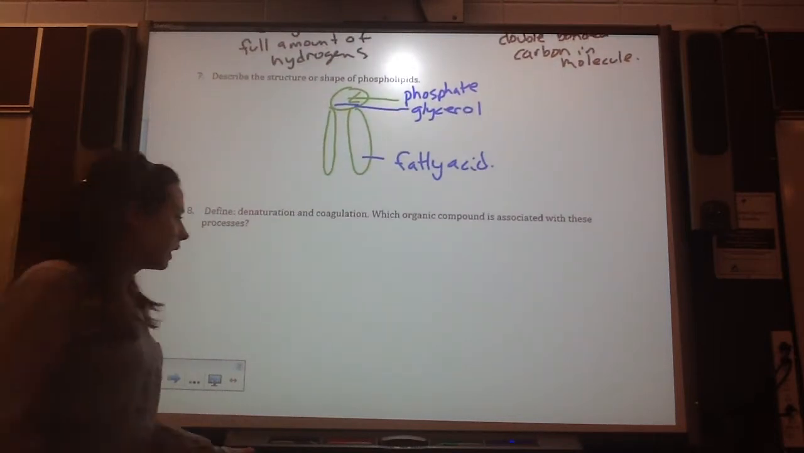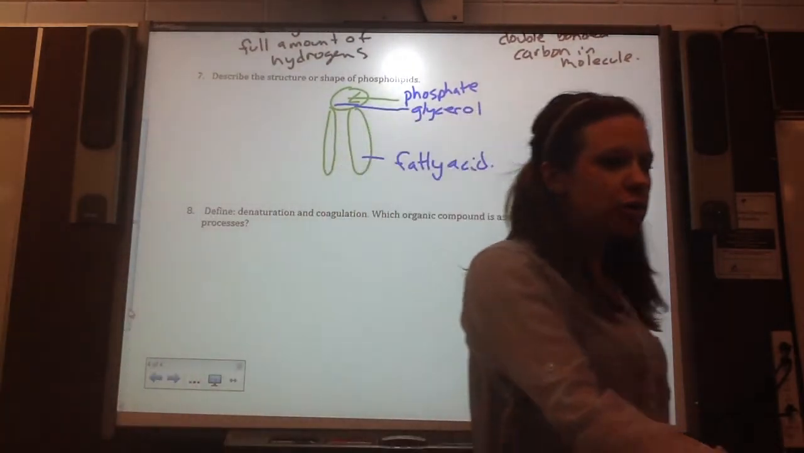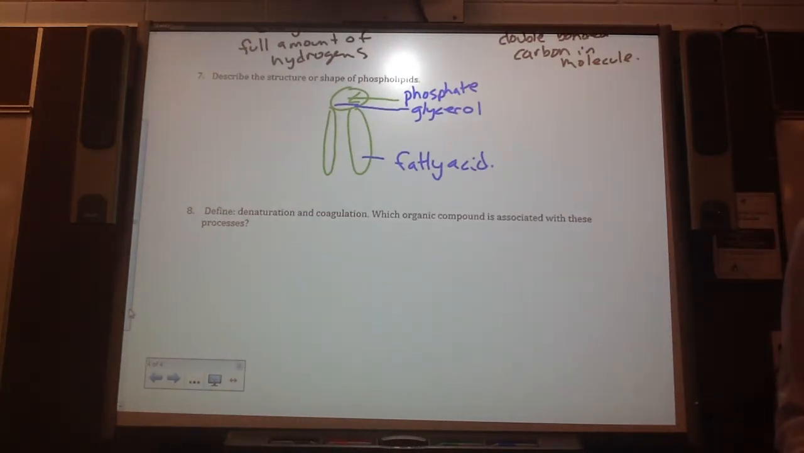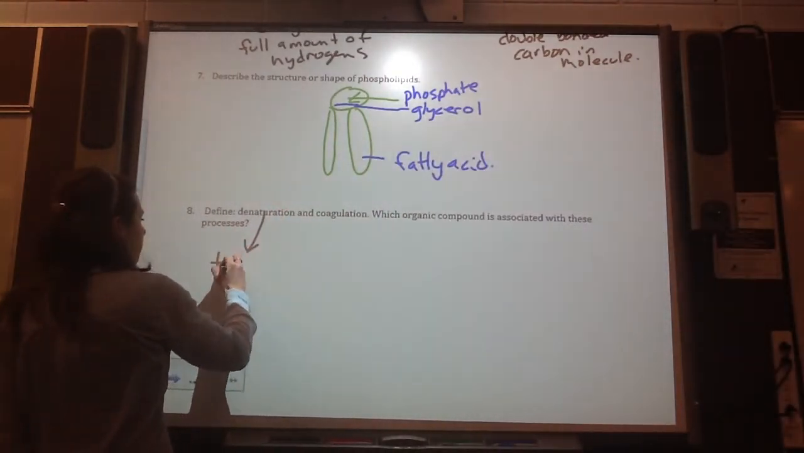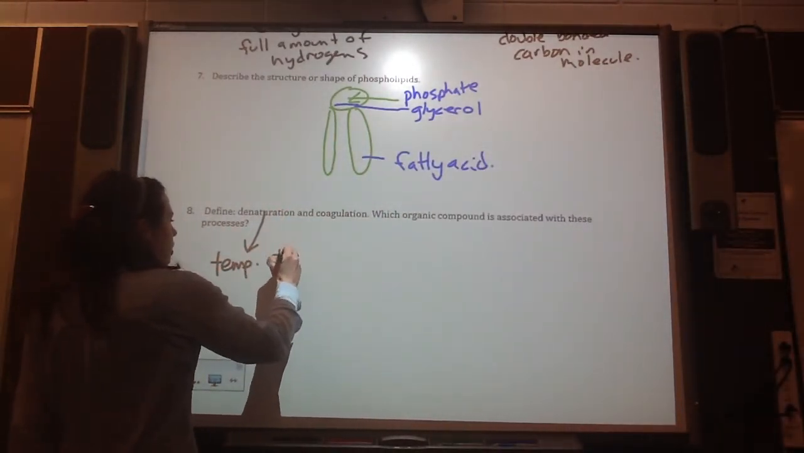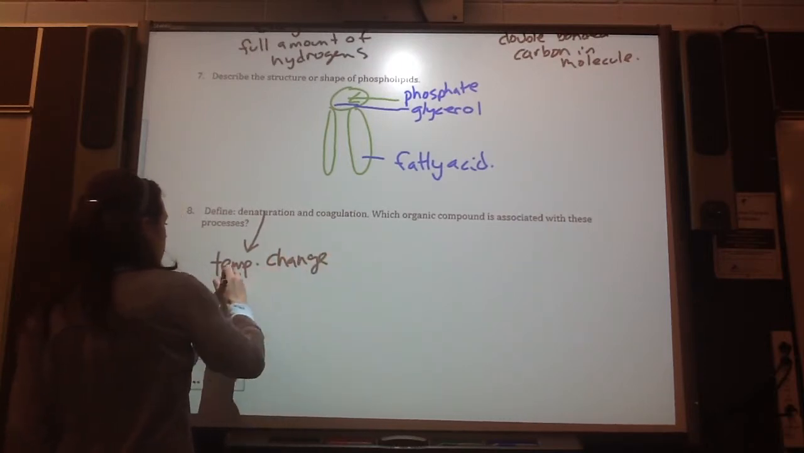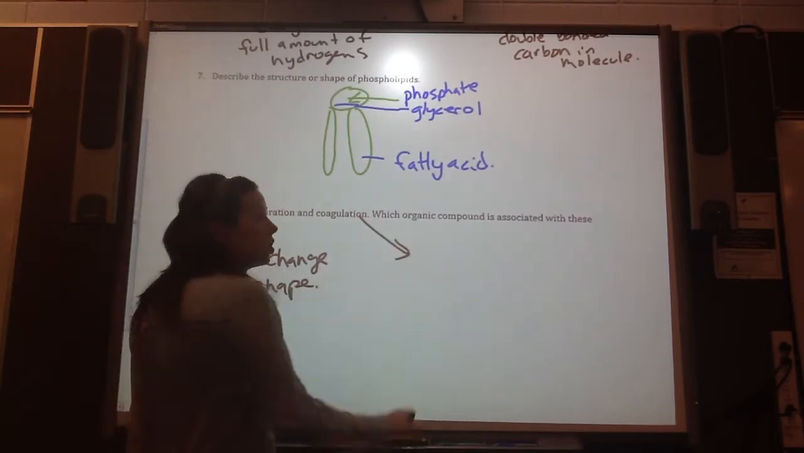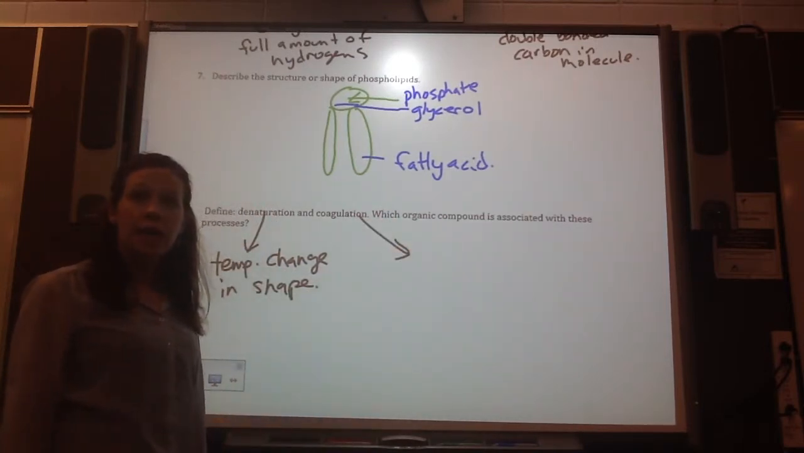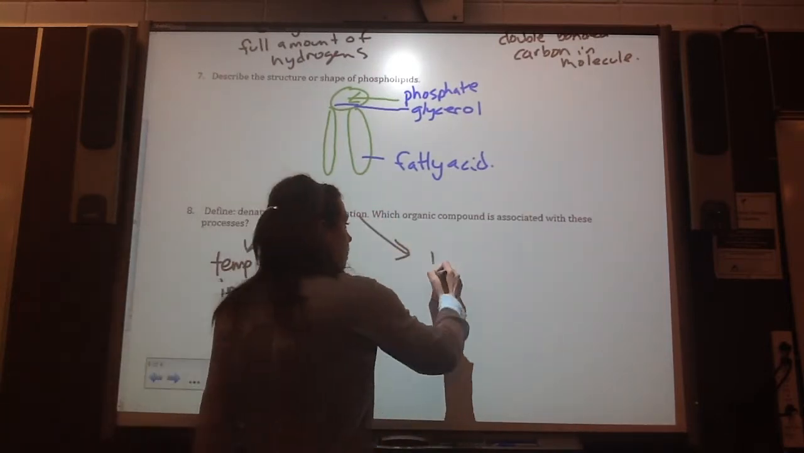Denaturation and coagulation. So this is in reference to our proteins. When we denature something, it's the process when the bonds of a protein molecule are disrupted, causing a temporary change in shape. That's the biggest thing, that it's temporary. Coagulation means what? It's permanent.